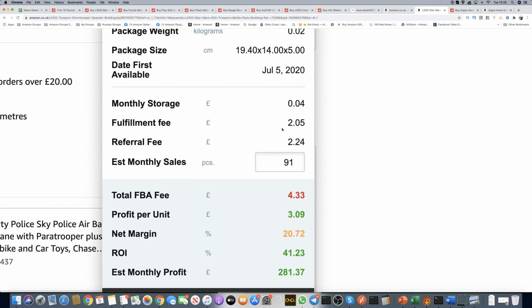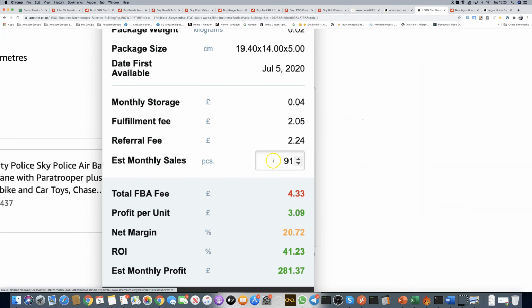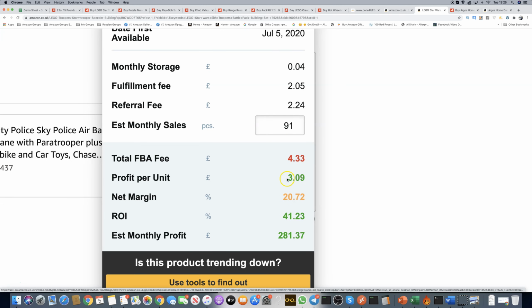I'm scrolling down and I see it shows me estimated monthly sales of 91. We'll get to this in just a second. Don't worry about this. Profit per unit of £3.09, okay? This is not 100% accurate because we have to do the VAT calculation as well if you're VAT registered.